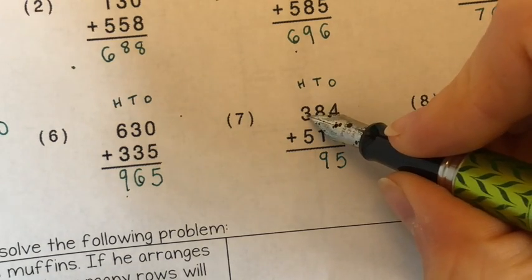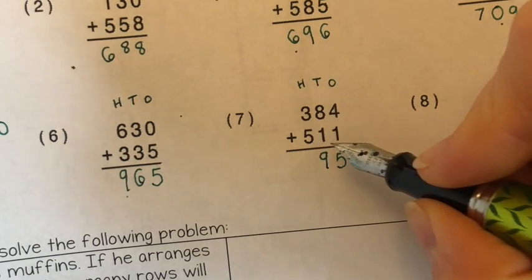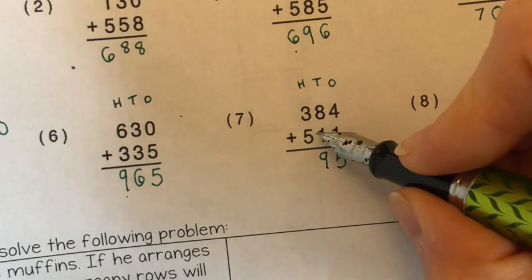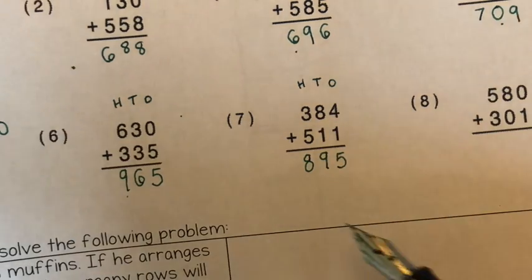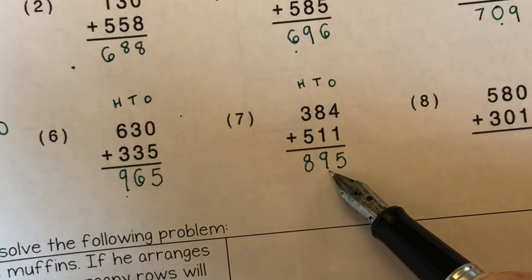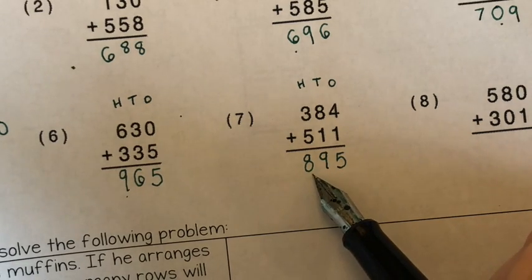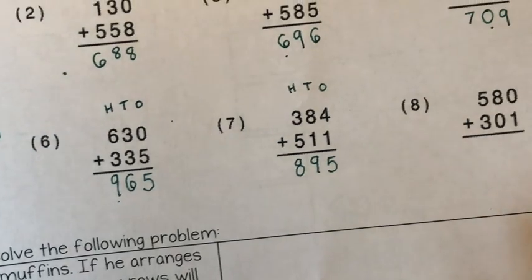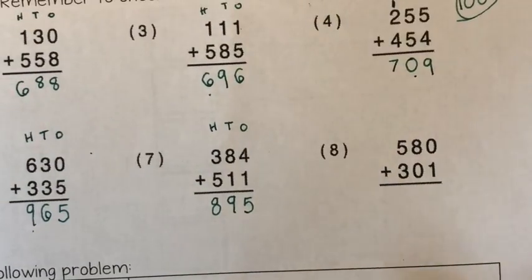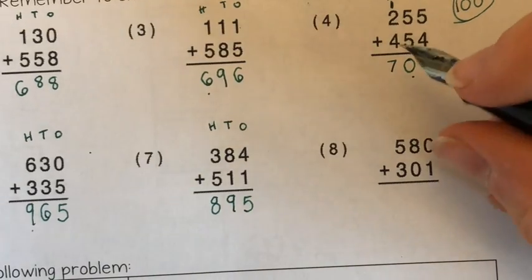I have 300s and 500s. So I have 5 plus 3: 5, 6, 7, 8. I have 800s. So I have 800s, 9 tens, and 5 ones. My total is 895. Okay, see? This isn't so bad, guys. Let's move on to our last one.